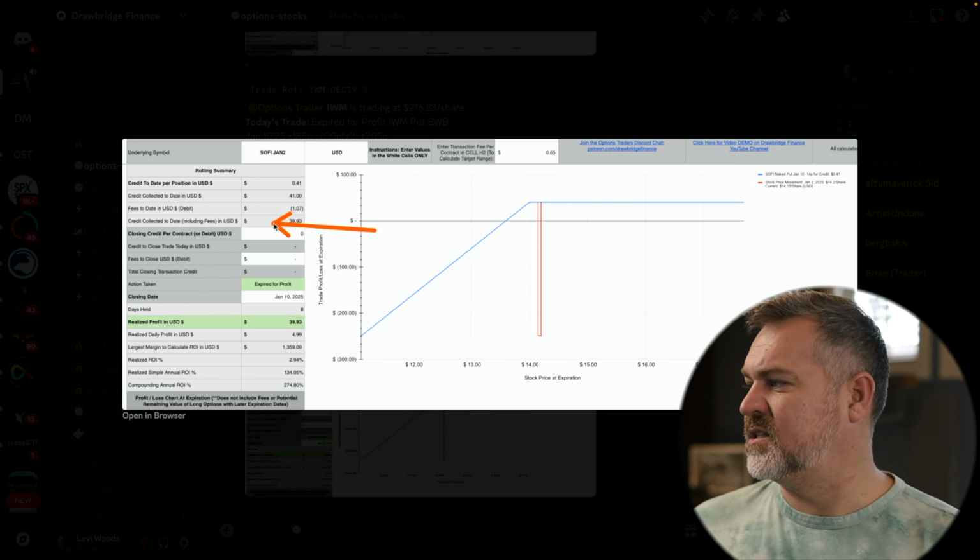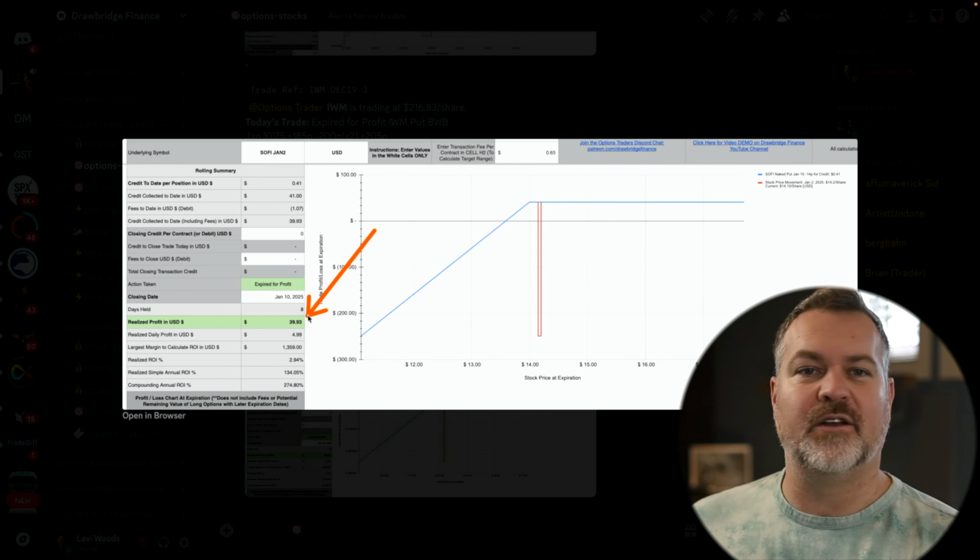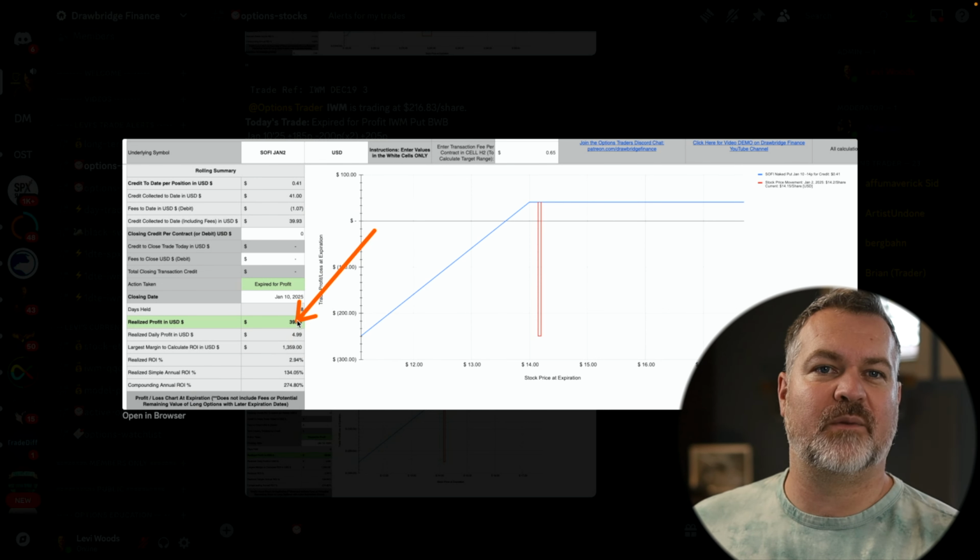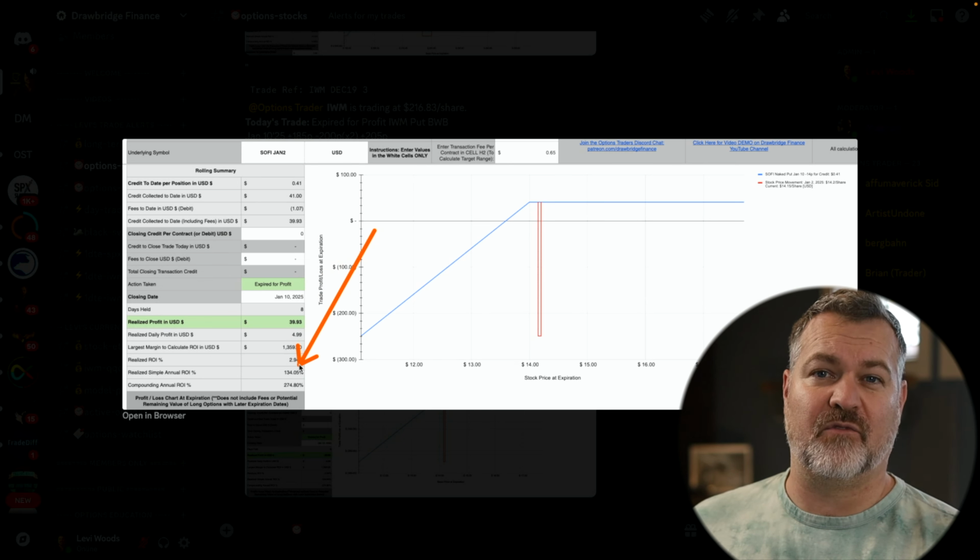But we can see very easily that I closed this trade on January 10th. I closed it for a $39 profit. This is a 2.9% return in a week. So you can see that annualized return of 134%. Now these are typical of the type of trades that I'm putting on.